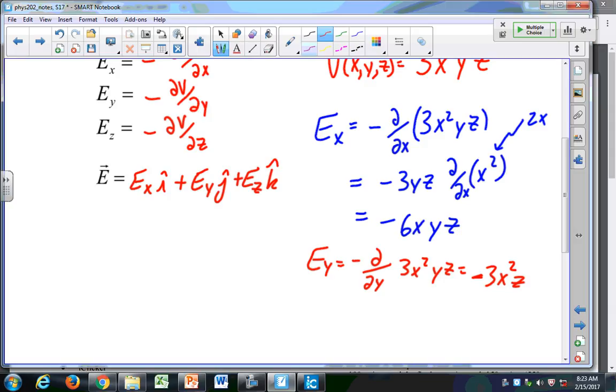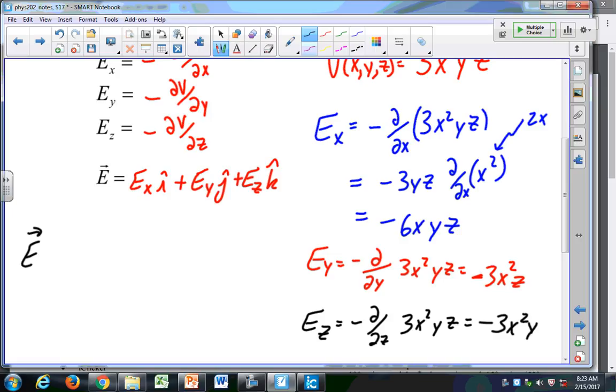And then what do you think E_z would be? Think about it for just a second. What's the z component of this electric field going to be? Right, it's going to be negative 3x squared y, because the derivative of z with respect to z is just 1. So if I want to know the electric field in space, it's going to be equal to negative 6xyz in the i direction, minus 3x squared z in the j direction, minus 3x squared y in the k direction.